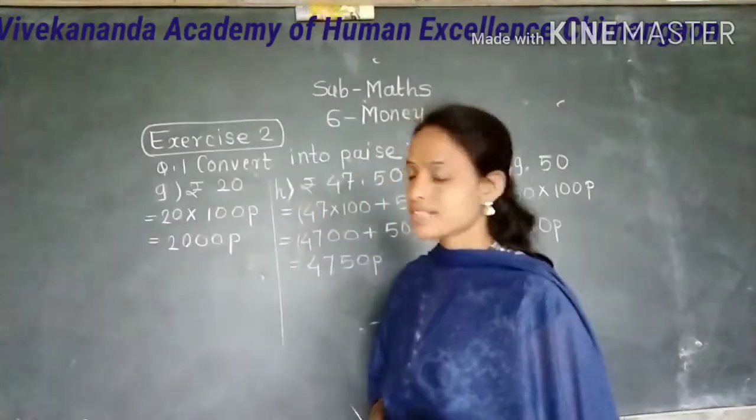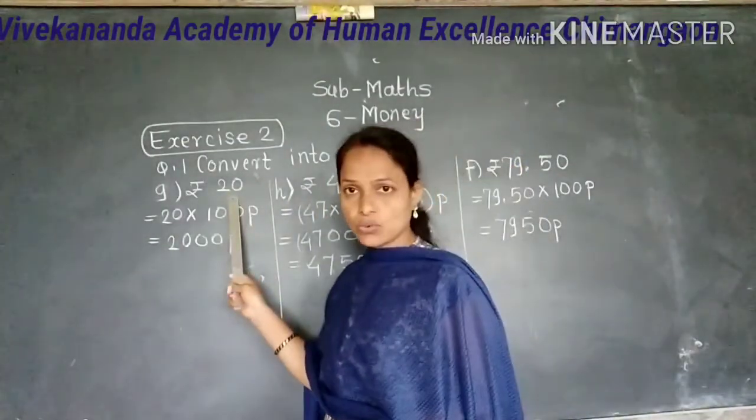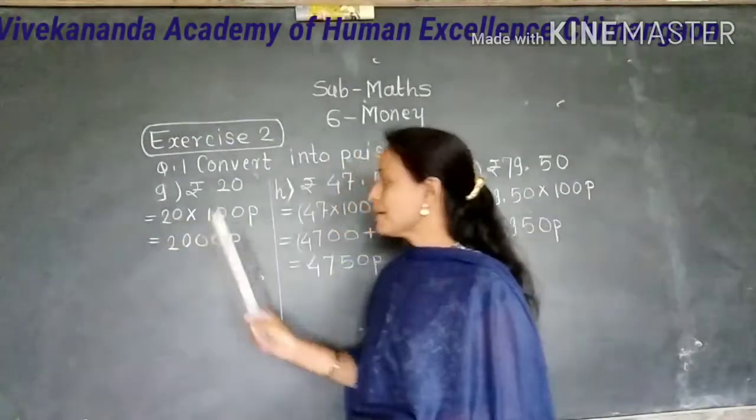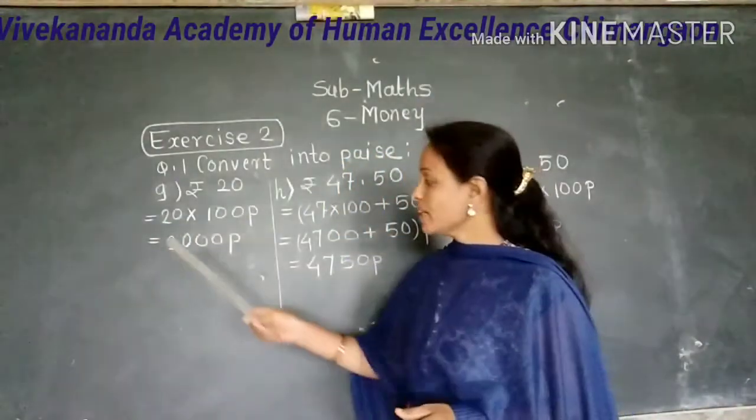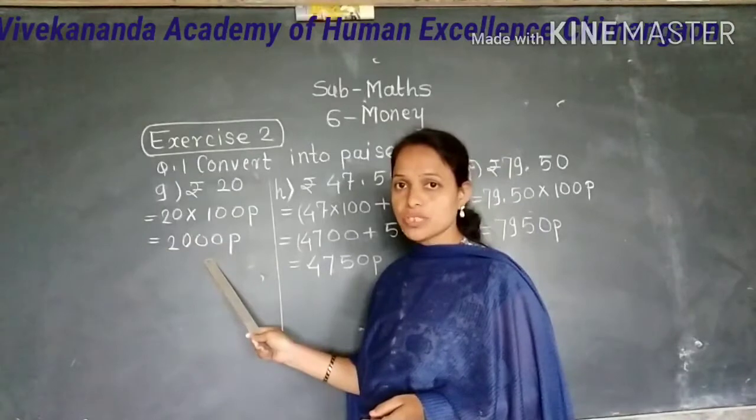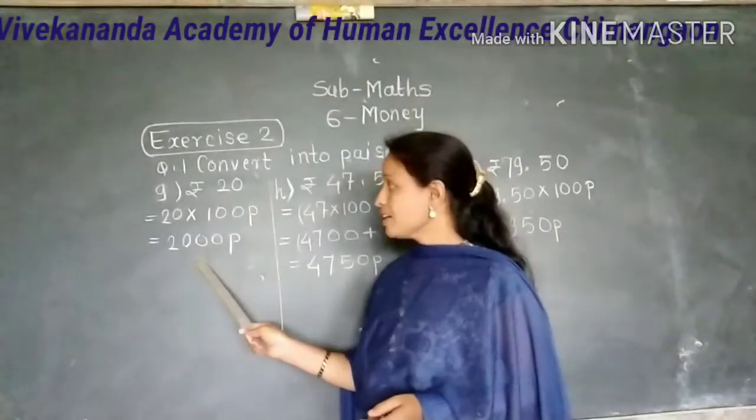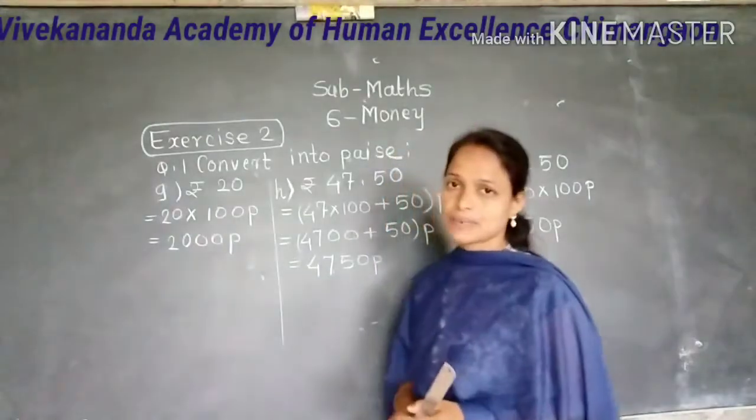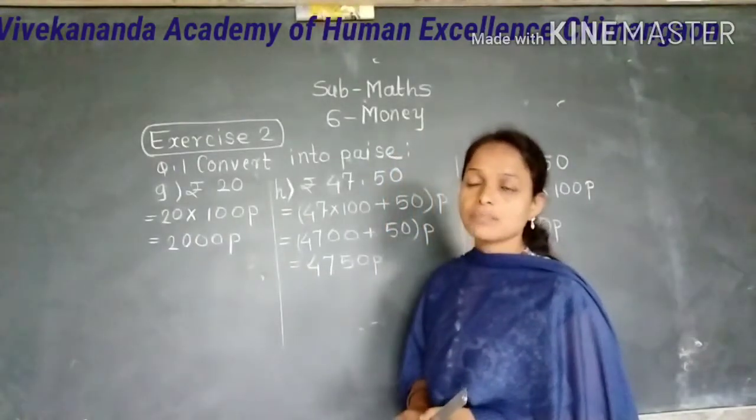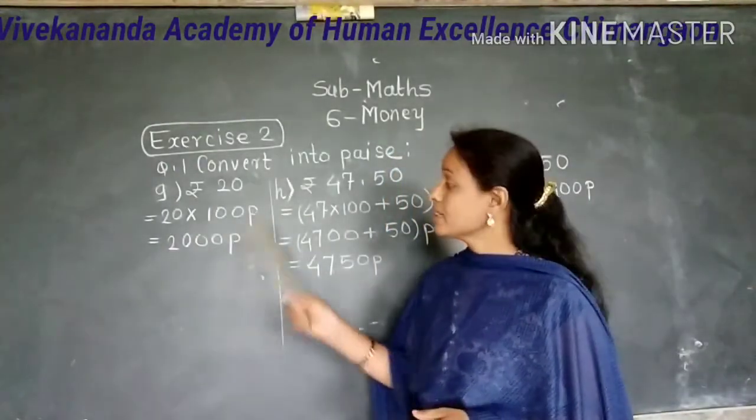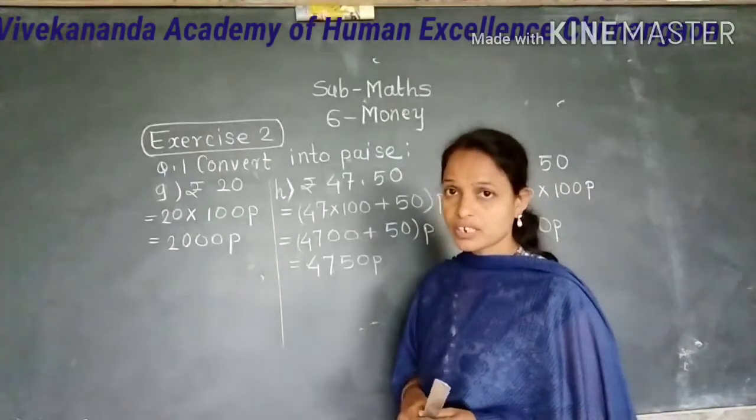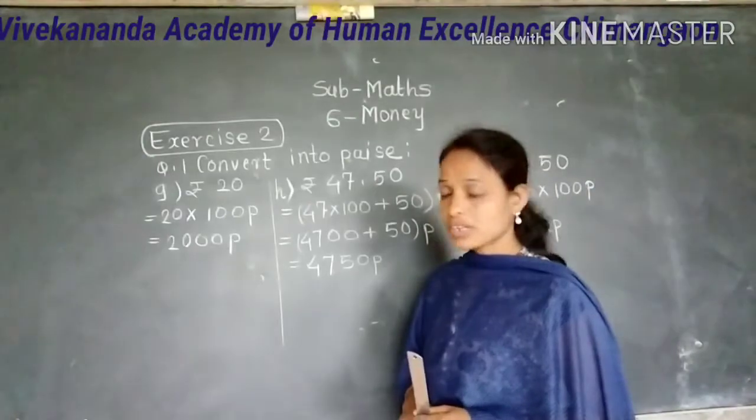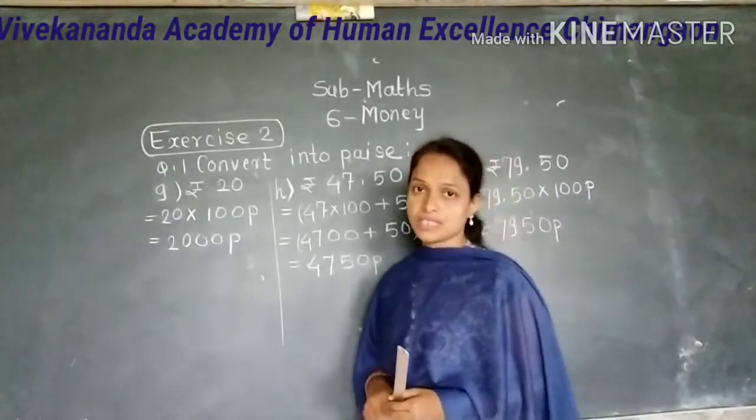Next, G example, 20 rupees. Okay, so here we multiply 20 by 100. So write 20 as it is and put two zeros to the right of the number. So here 20 rupees we converted into 2000 paise. Understood? By multiplying 20 by 100, we get 2000. In this way, 20 rupees we converted into 2000 paise.